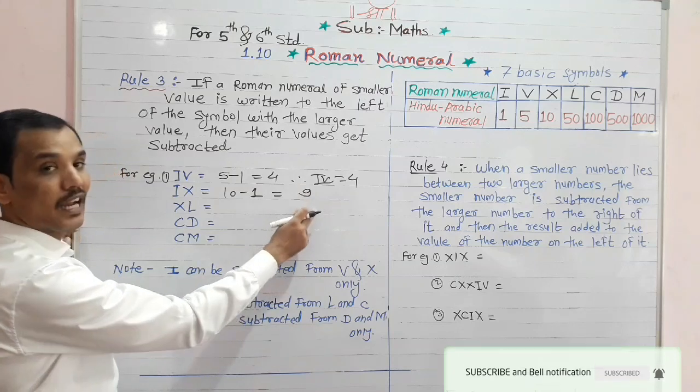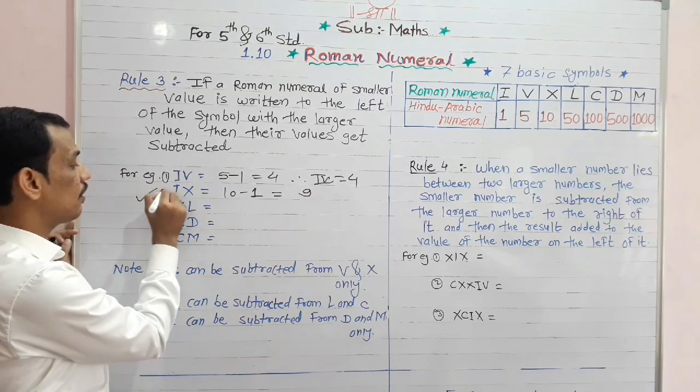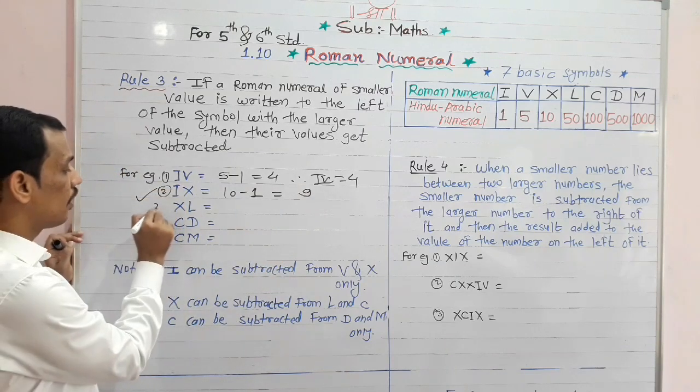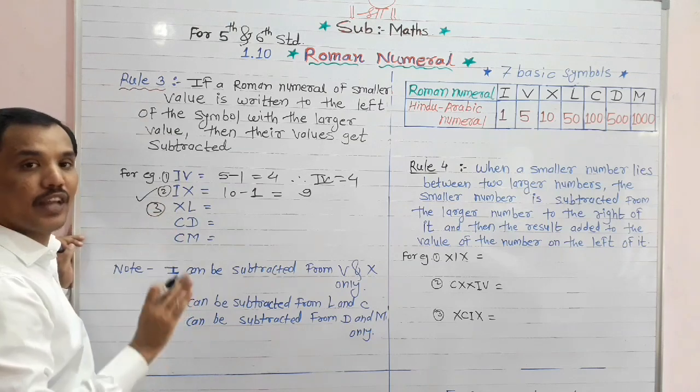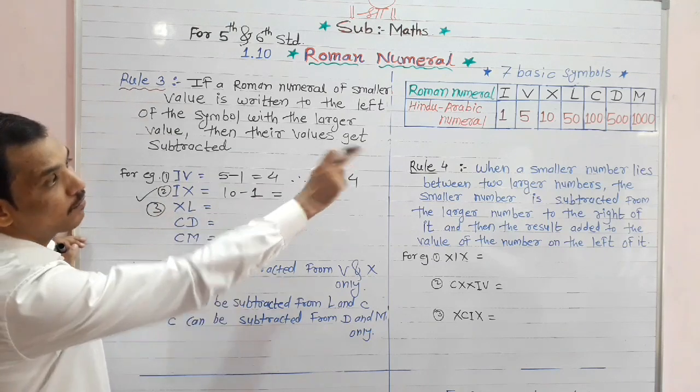So for the 9 we can use which Roman numeral? This IX is our second example. Now third, XL. Now X stands for 10 and the L stands for 50.